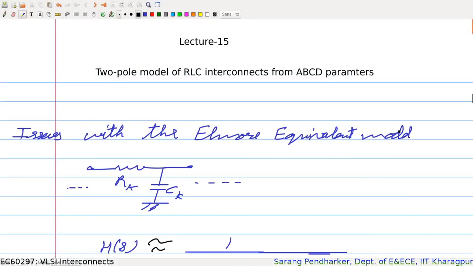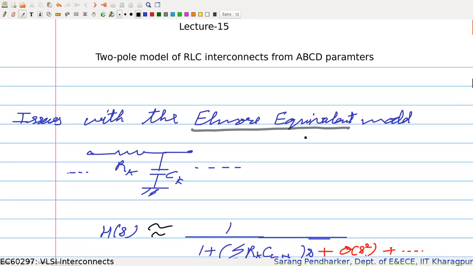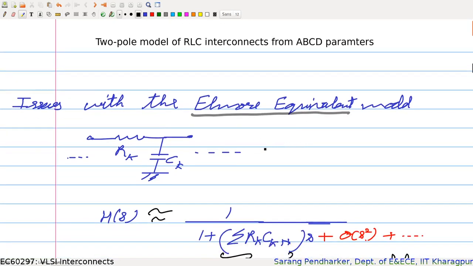So coming to today's lecture, let us first elaborate on what the issues are with the Elmore equivalent model which we discussed in the last lecture. In the last lecture we saw the Elmore equivalent model, where we got a very elegant and very simple expression to estimate the coefficients of the polynomial in H(s), and from that we can extract the expected delay and rise time for my RLC interconnect. But what was the issue?